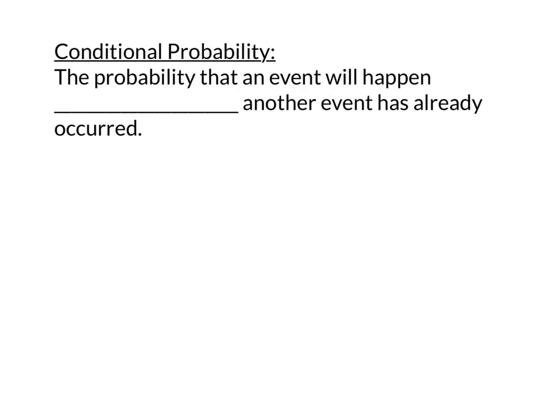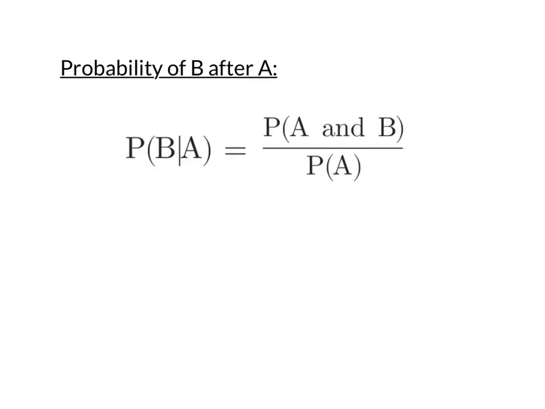A conditional probability is going to be the probability that an event will happen given that another event has already occurred. So it's really like the second part of those dependent probabilities. But I want to point out notationally what that looks like. When we see a probability written like this, where we have the B and the vertical line and an A, that vertical line right there means B given that A has already happened.